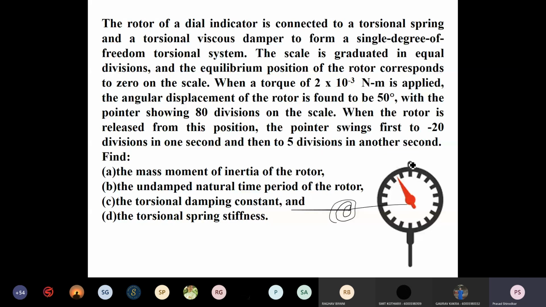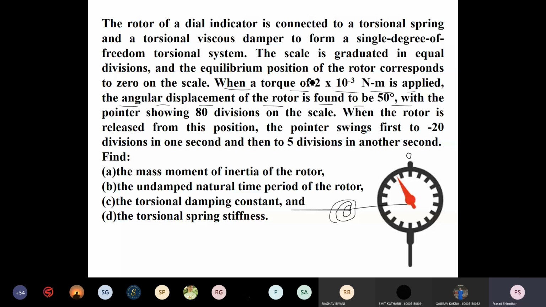So when it is on the zero scale, so this is the zero, it is in the equilibrium position. Okay. When a torque of 2 into 10 raised to 3 Newton meter is applied, the angular displacement of the rotor is found to be 50 degrees.